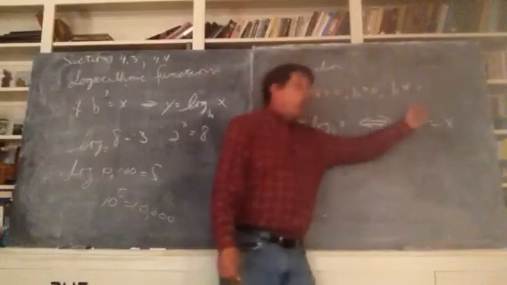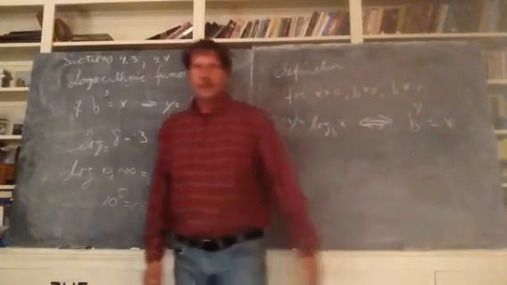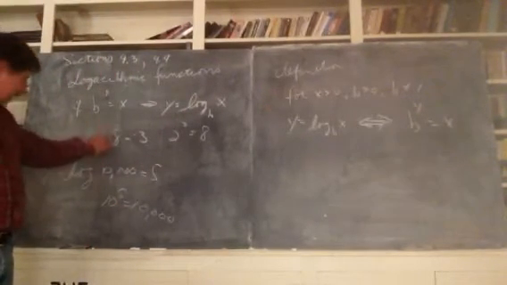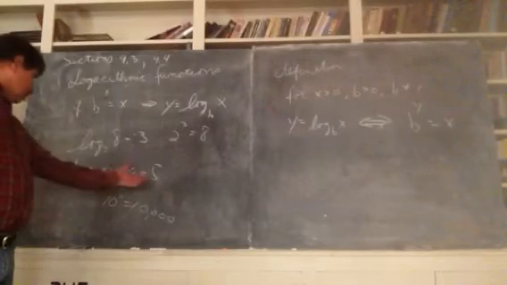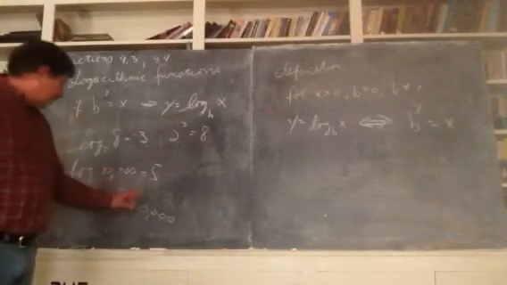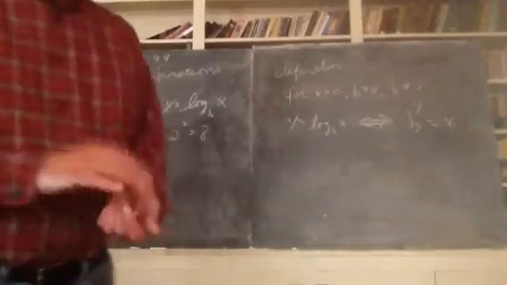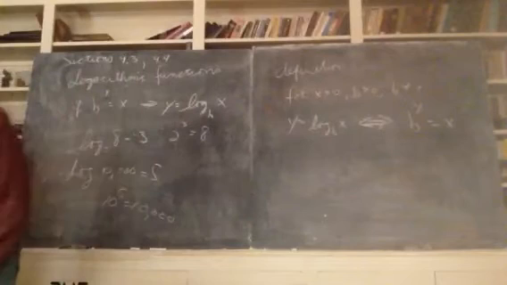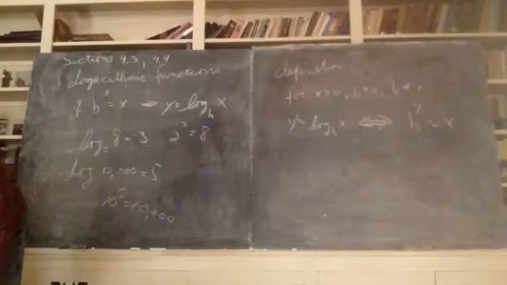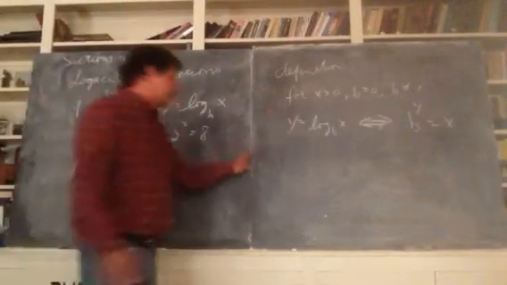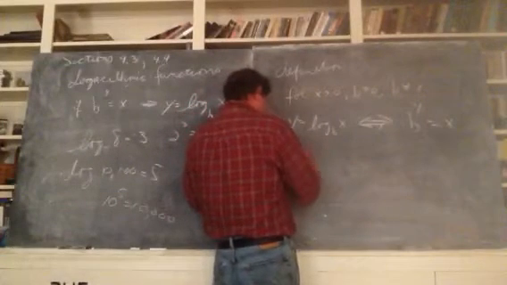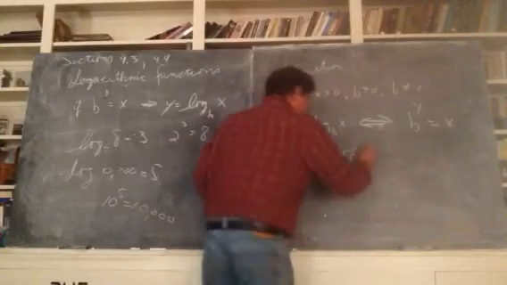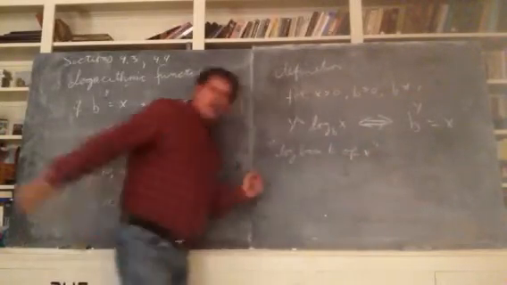You say to yourself, b to what power? That's the variable. 2 to what power is 8? 10 to what power is 10,000? Well, 5. That's what logarithms are. A logarithm is an exponent. That's the thing you're looking for. So we're at the definition, and we read this as log base b of x.